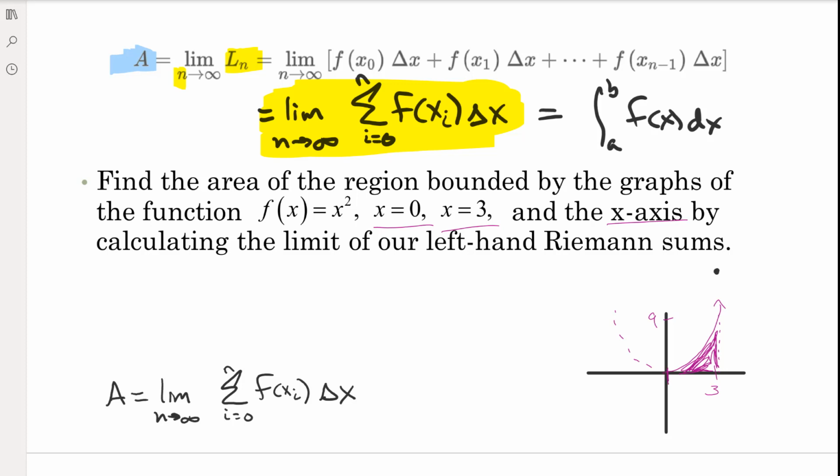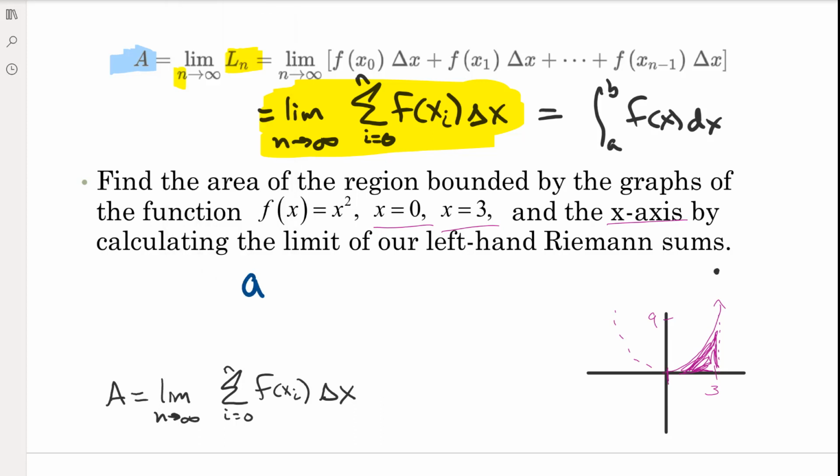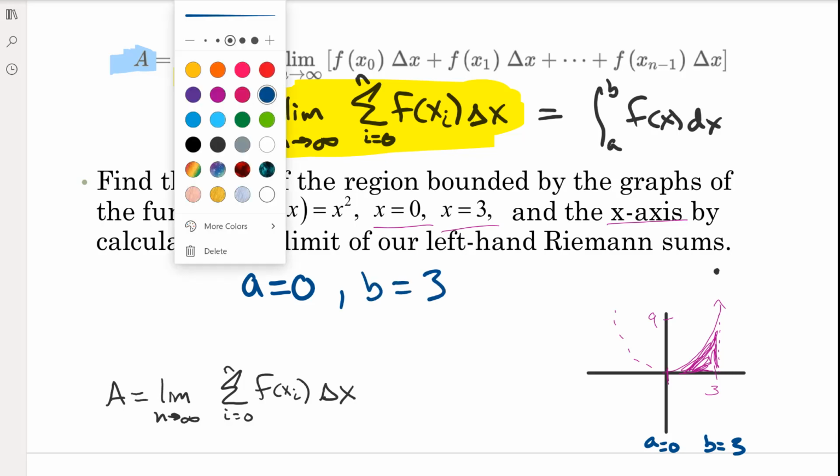That means that our a is 0. That's where we start. a equals 0 and our b equals 3. a is the start, b is the end point. Cool. We got those.